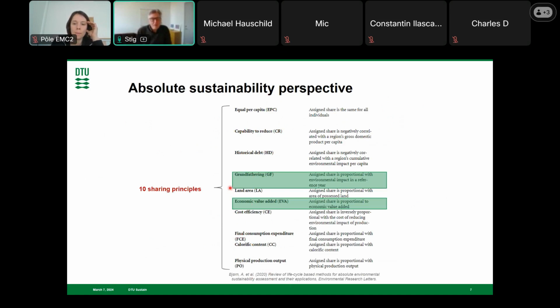In this study we have been using grandfathering, where the assigned share is proportional to the environmental impact in the reference year. So how much was the impact of propellers in 2018, which was the reference year we used here. The other principle we have used is the economic value added, or actually the gross value added, where the assigned share is proportional to the gross value added by the propeller. And how do we calculate that? We'll come back to that in the next slide.